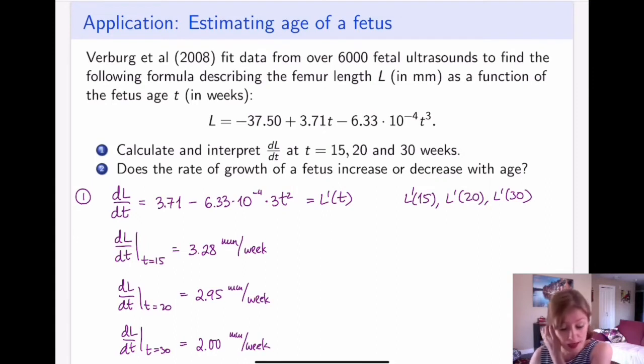Okay, fantastic. And part 2 of the question asks, does the rate of growth of a fetus increase or decrease with age? Okay, and we can see that the numbers are all positive, which means that the rate of growth is positive. So the fetus femur continues to in fact grow. However, first it grows pretty quickly, and then it grows a little bit slower because the numbers are smaller, and then it grows slower still. So it continues to grow, but the rate of growth slows down. Okay, so for part 2 of the question, we can say that it continues to grow, but slower.